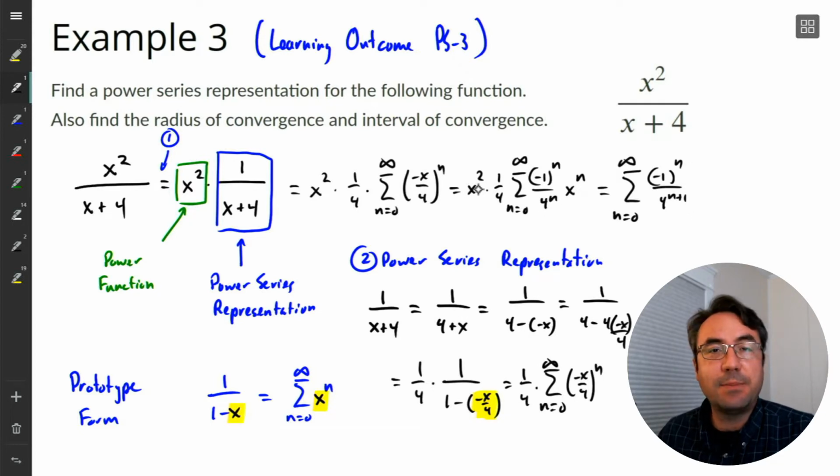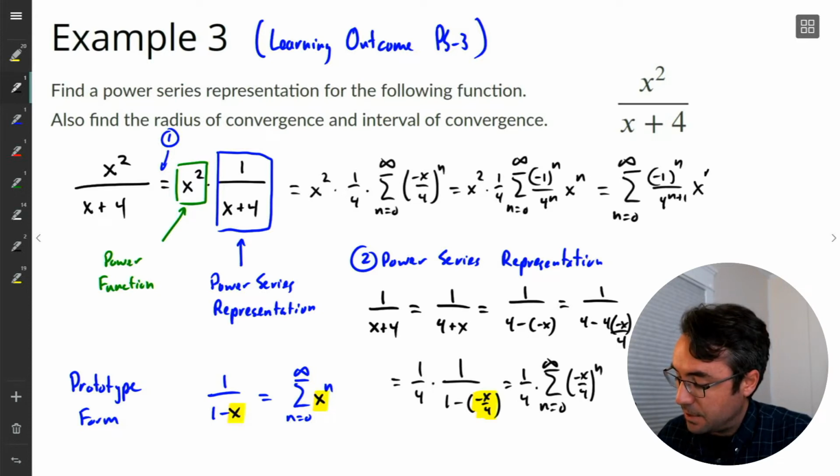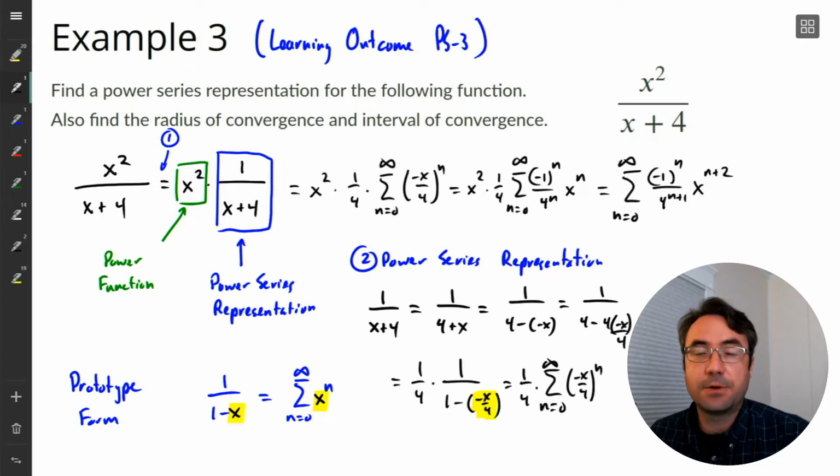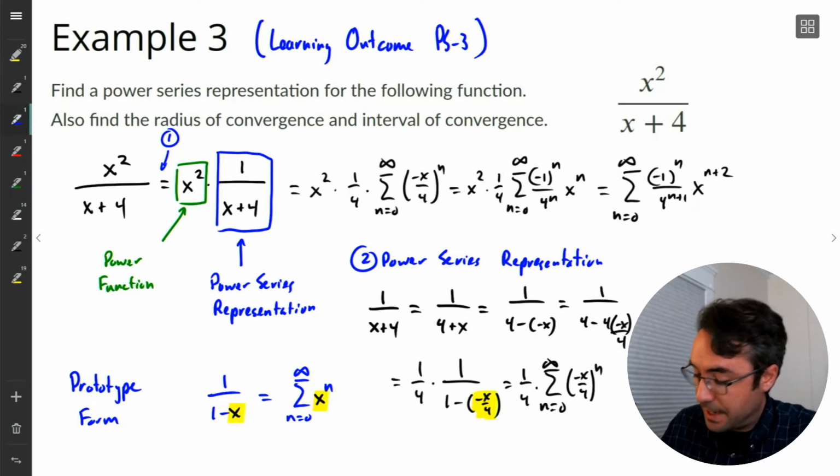And then we have 2 copies of x here and n copies of x here. So when we multiply those together, we get x raised to the n plus 2. And so there's our power series representation. And we did this really in like 3 steps.